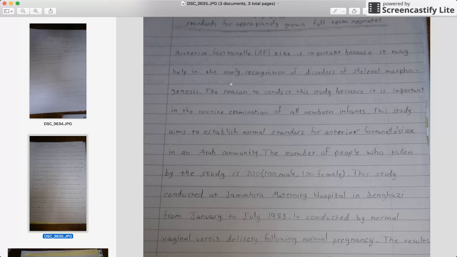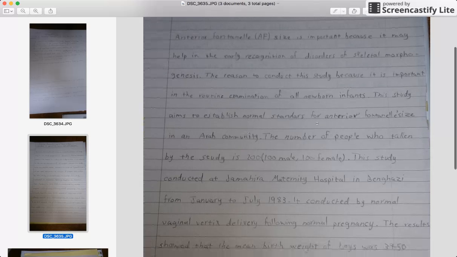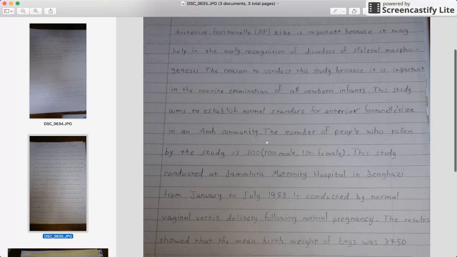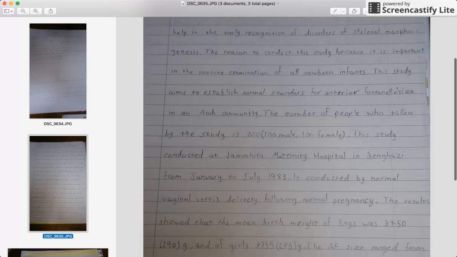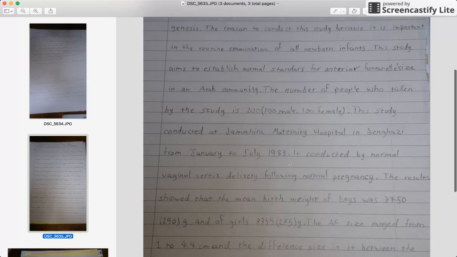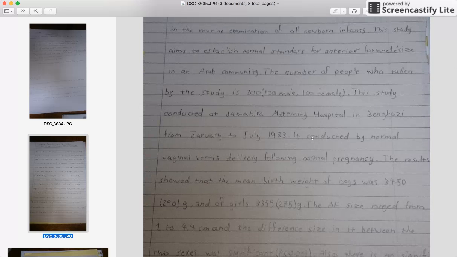This study aims, but you do need to say something about Arab children, yeah? This study aims to establish normal standards for anterior fontanelle size for the Arab community, okay? Okay, number of people who've taken the study, again, they're not taking the study, they are being studied, is 200, okay? And it's not people, it's newborns, right? So you need to clarify that, okay? You need to be a little bit more accurate with your language. Okay, the study was conducted, good, from January, okay, excellent. The study was conducted by normal vaginal birth? Because when you have it, that refers to the subject of the previous statement, this study. That doesn't make sense, right? So you need to say who was studied, okay?